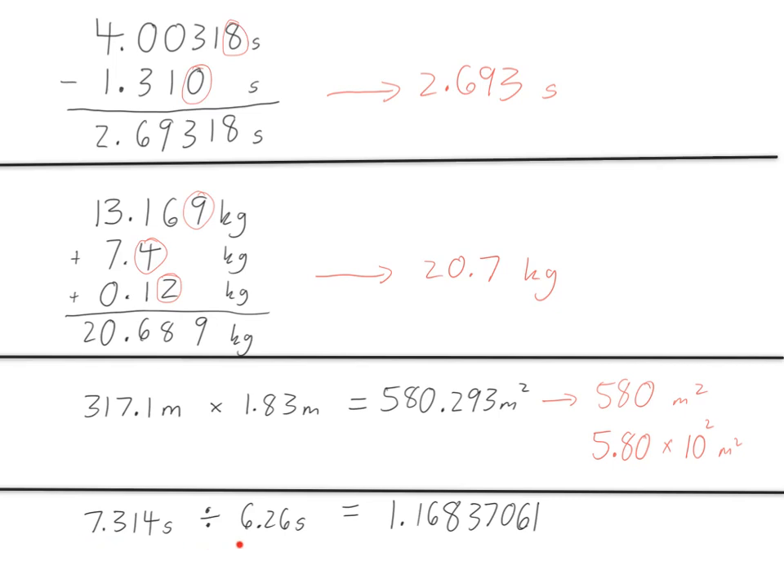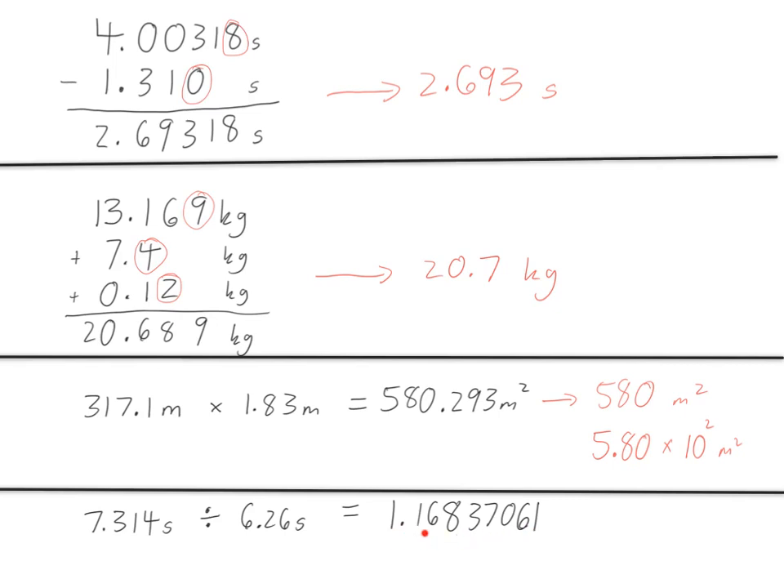In this final example, we're dividing these two numbers. And the rule for division is the same as the rule for multiplication. So the first thing you do is you just grab a calculator and you find the answer, keeping all the digits. And now we worry about the significant figures. We find the number that has the least significant figures. In this case, it's this one because it only has 3. So we're going to keep this result to 3 significant figures.